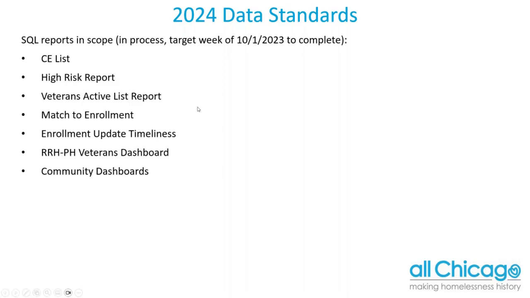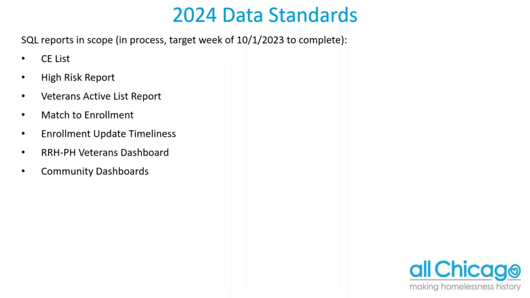So the SQL reports generally go out on a weekly basis, and we are mostly done with these reports. And on that list are the CE list, the high risk report, the veterans active list report, match to enrollment, enrollment timeliness, RHPH veterans dashboard, and the community dashboards are updated as a result of processing those weekly files.